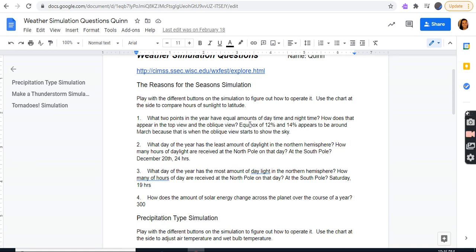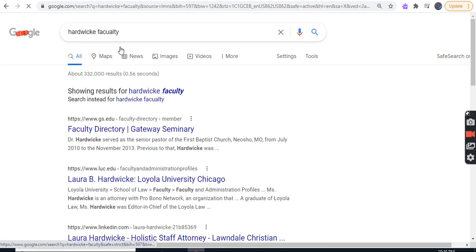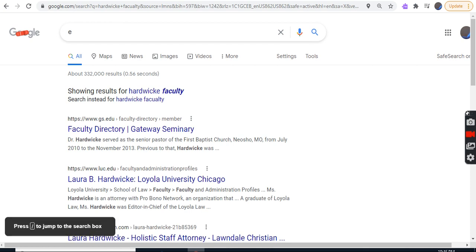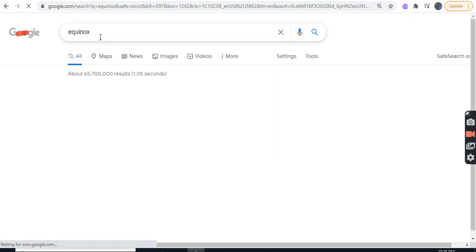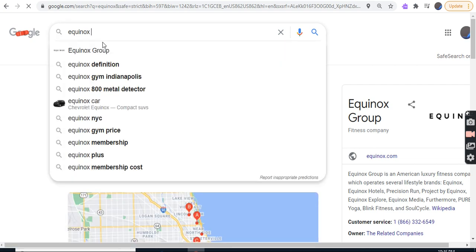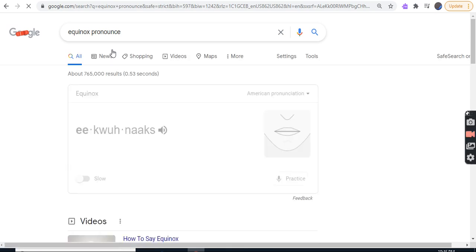Okay, so how do you say that word? I can't even say it. Can you not do that? I'm not talking about the car. I'm talking about the pronunciation. You're not being helpful. Equinox.